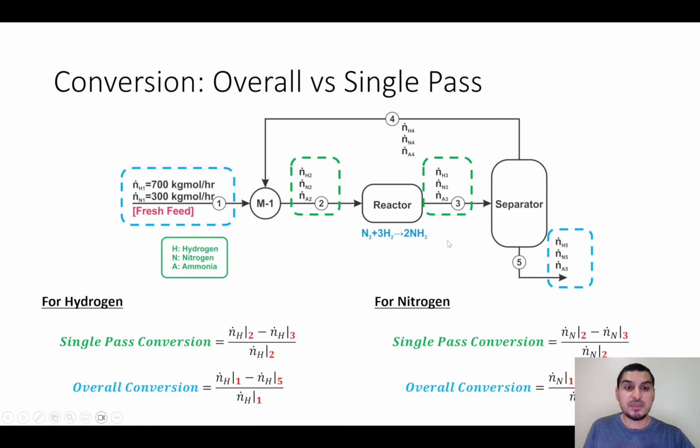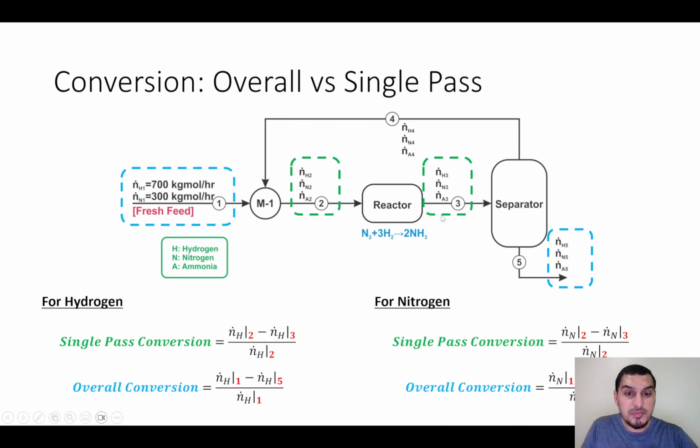So we draw here a stream that is going back, which is stream number 4, and in order for this stream to be able to go back from the separator to the mixer, it needs compressing or pumping, which requires equipment for this, a pump or a compressor, and it requires electricity for operating this equipment. So it costs money, which we didn't have to pay before.